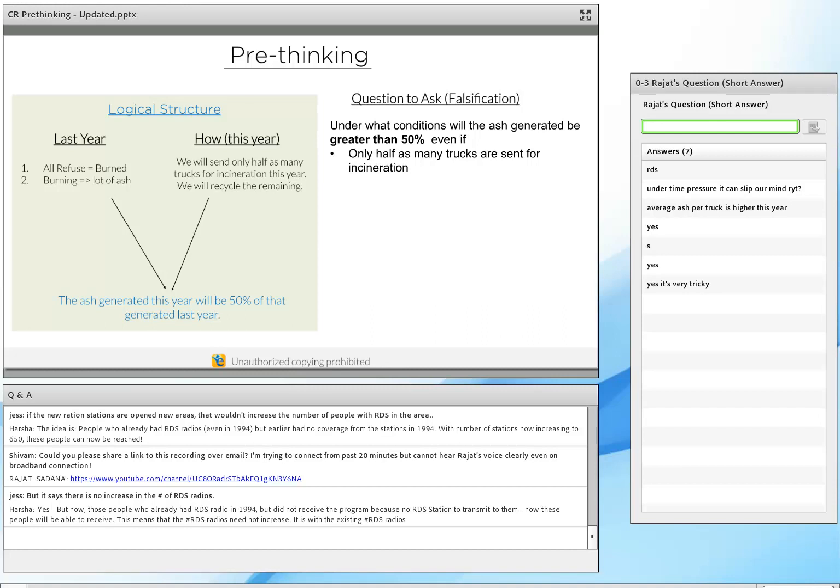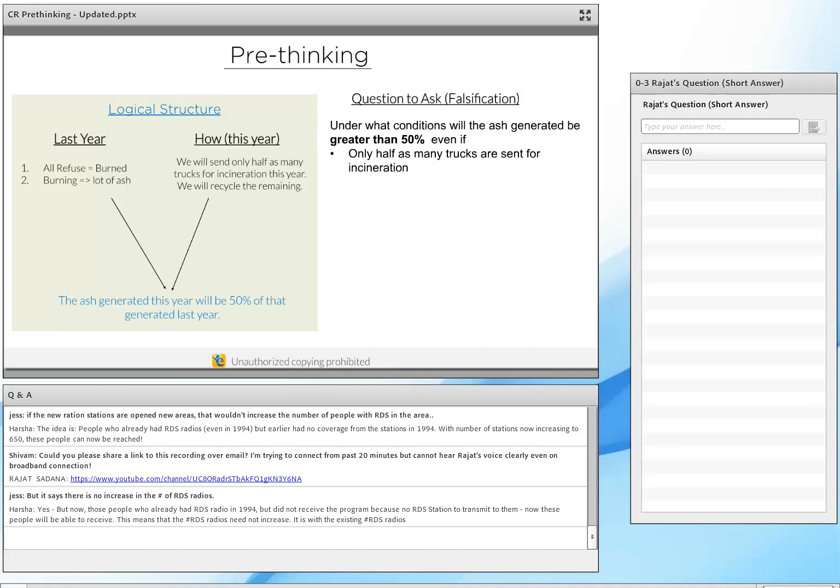Now remember this. Had you focused on forming the falsification question, you would have said this. Had you said this, you would have understood that last statement. So when you follow the process, you do not miss this. What are the possible scenarios? The only way that you're going to generate more ash is if the average ash generated per truckload is higher than what was generated last year. That's the only possible scenario.